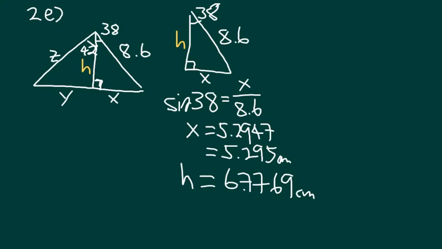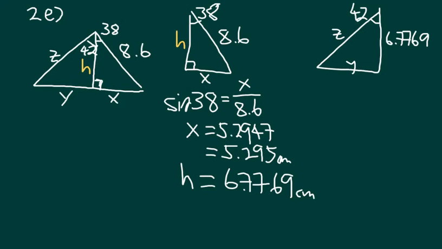Okay, so I've got my h. Now I'm going to turn my attention to the triangle on the left hand side. Previously I was missing some information. I only had an angle here. So now I've got h, I'm in business. Okay, I draw the triangle out. This is h here. I'm just going to write 6.7769. This I know is 42. This is z, and this is y.